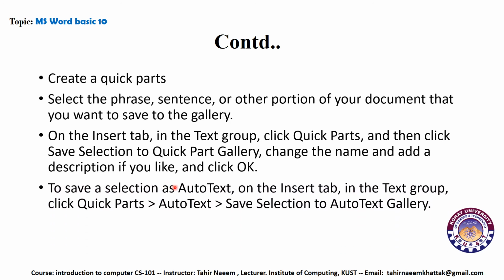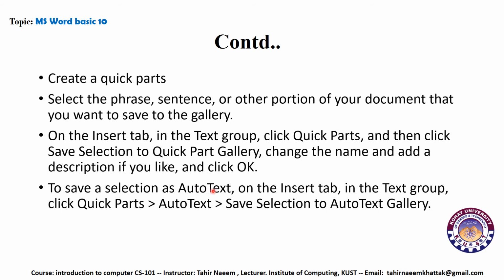To save a selection as AutoText, on the Insert tab in the Text group, click Quick Parts if you want to save a selection as AutoText. AutoText means that whenever we press the space key or write two words, it is automatically completed, as you may have noticed. Whenever we do a search on Google, it has an auto text completion quality, and it is also present in MS Word, where some words are automatically completed.